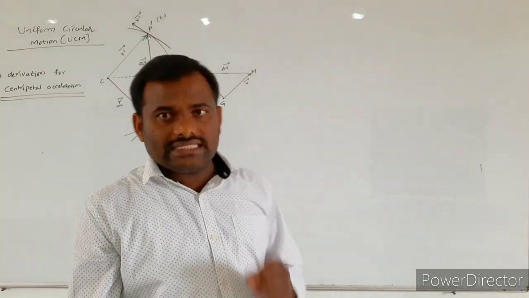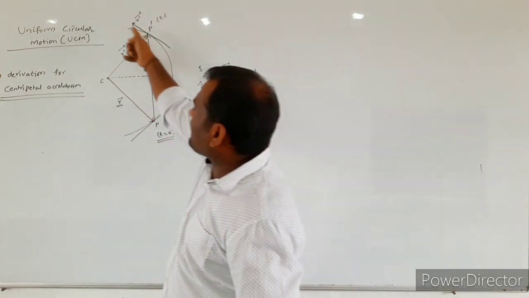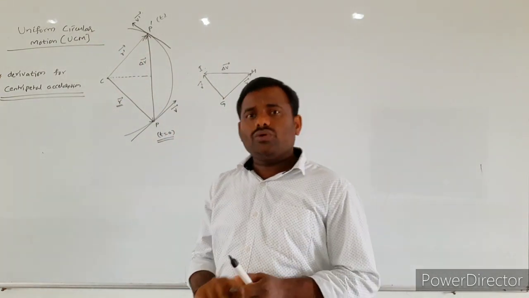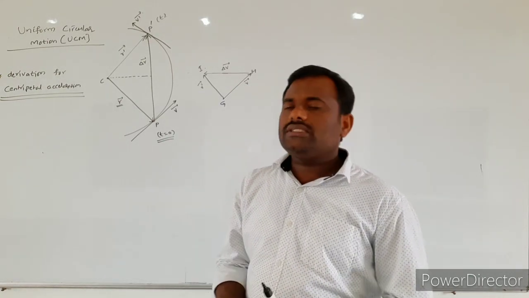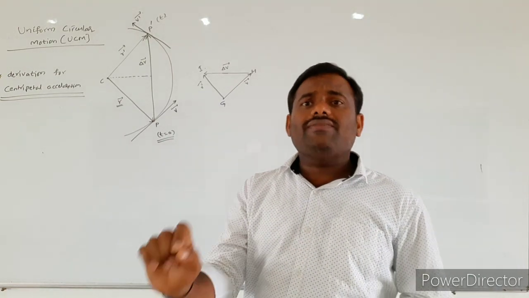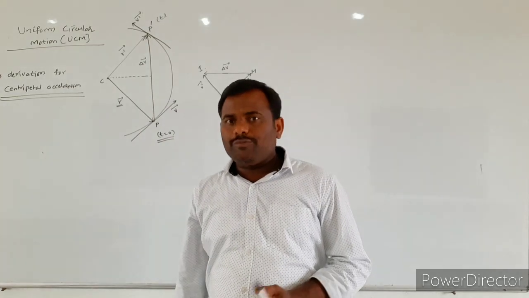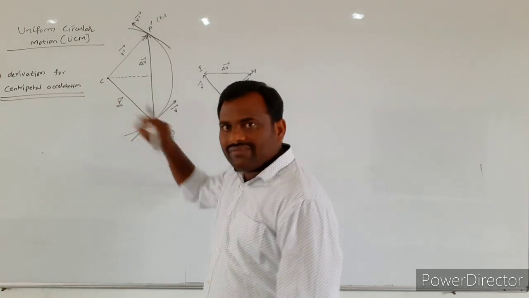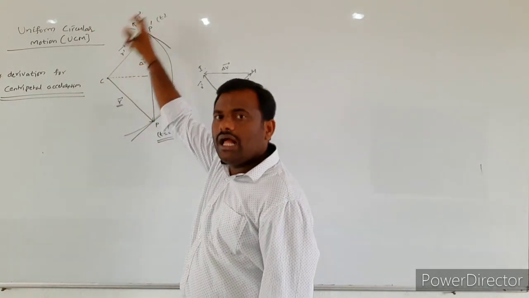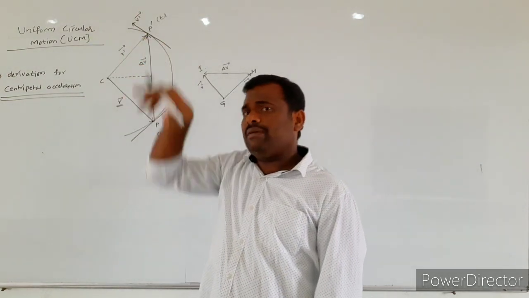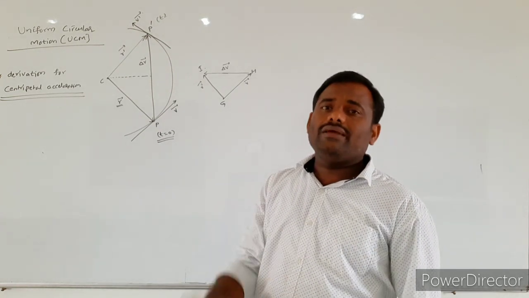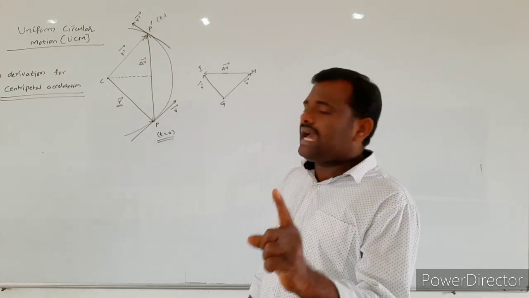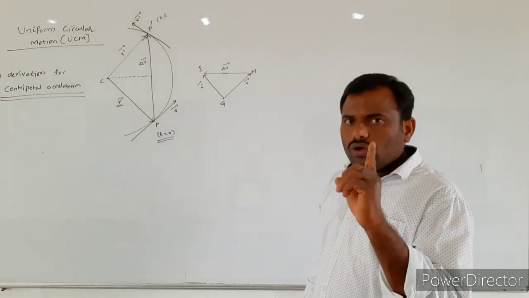Here we have to remember a small point. The particle is revolving in circular motion, which means at any point the magnitude of the radius vector is constant. Here we are indicating with r bar and r dash bar. What is the difference between them? The difference is nothing but their direction only. That point we have to remember.